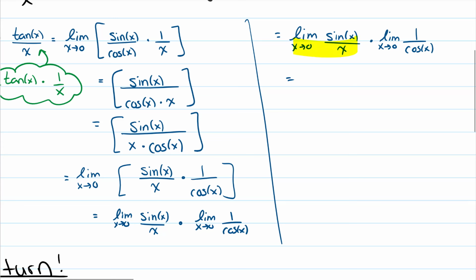So this portion of it, we know from previous examples, is 1 times 1 over cosine of 0. So this is 1 times, and cosine of 0 is 1. So then you get 1. So this means the limit as x approaches 0 of tangent of x divided by x is in fact 1.